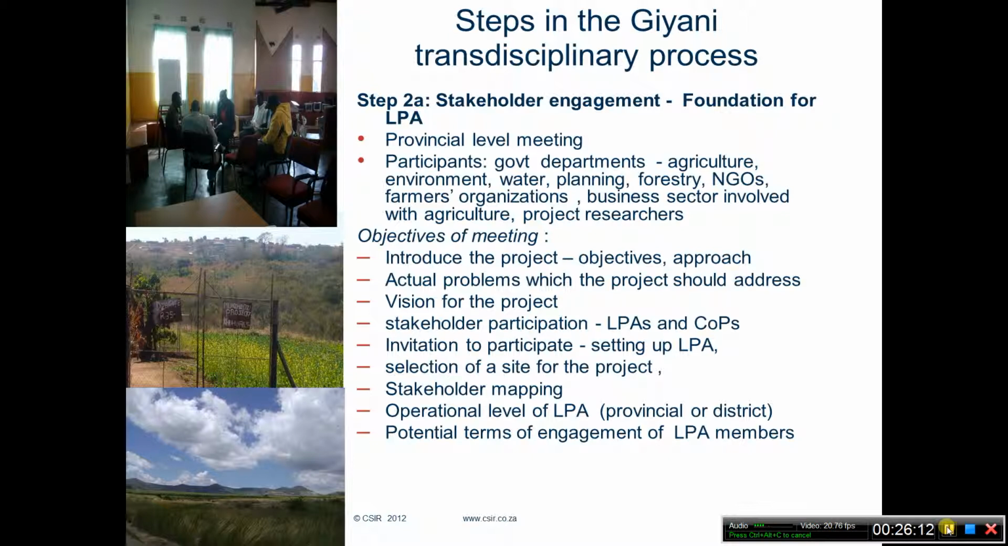The second step in the stakeholder engagement was to lay the foundation for the LPA. This happened through a provincial level meeting, a meeting of the larger stakeholder group. The participants included different government departments with prime interests in irrigated agriculture: the Department of Agriculture, Department of Environmental Affairs, Water, Planning, Forestry. National non-governmental organizations were also involved to work with farmers, and work on environmental issues in farming contexts.